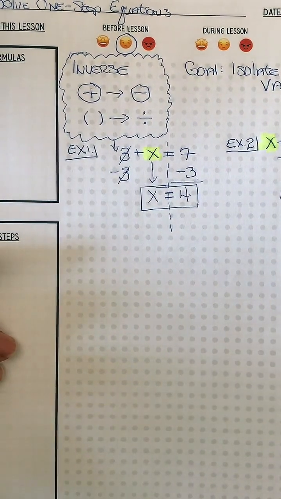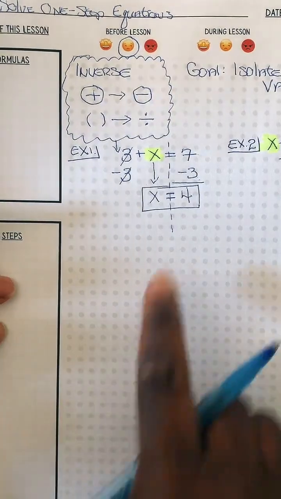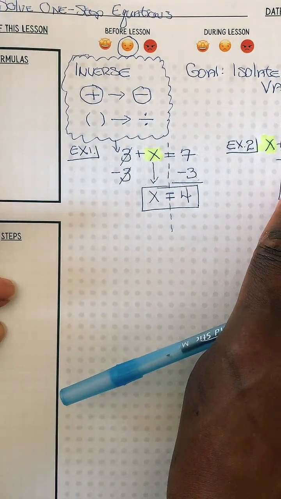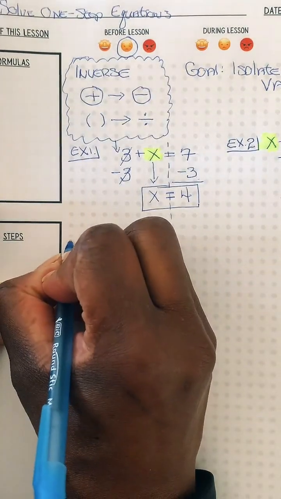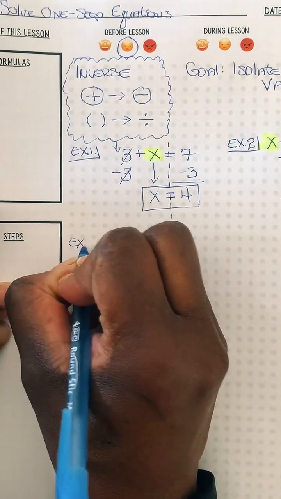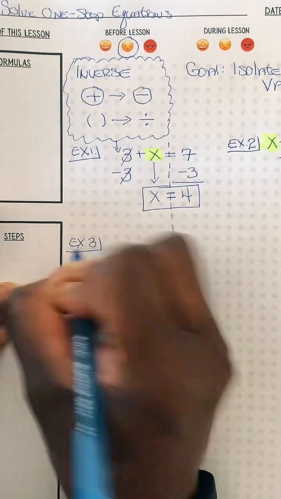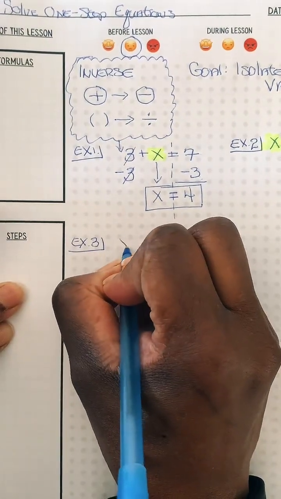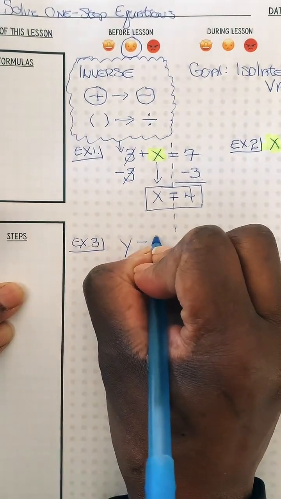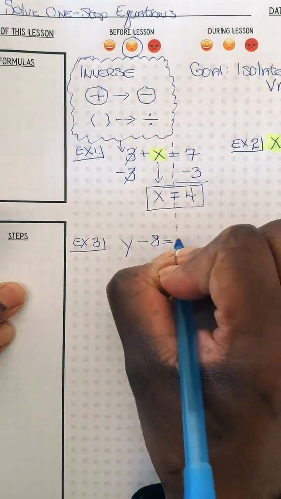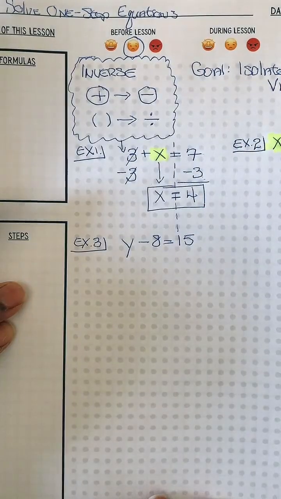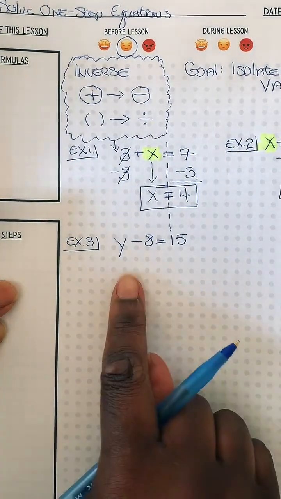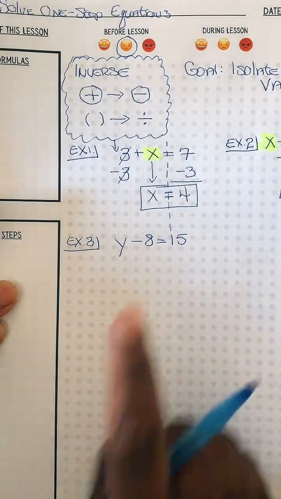All right. So this is when I'm doing subtraction. So now let's see this example. Example 3. So this time I have y minus 8 is equal to, let's say, 15. So I have y minus 8.